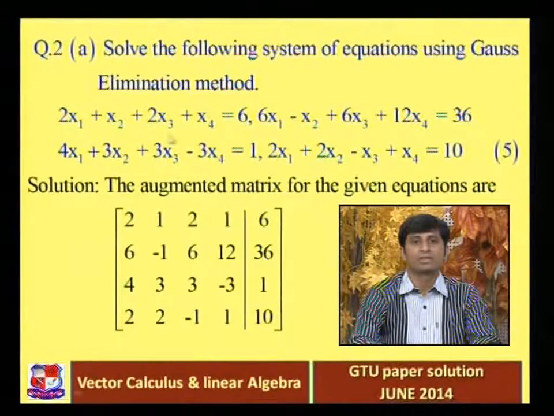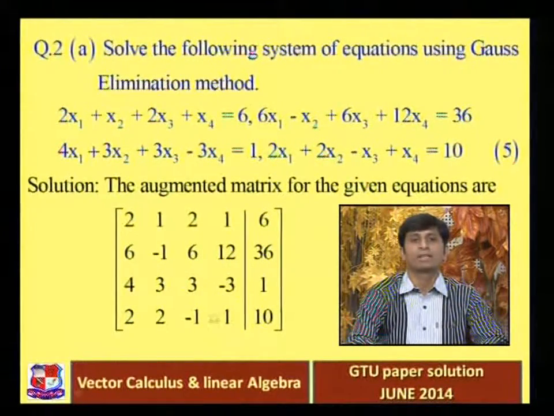Definitely we have to solve this question. To solve this linear system of equations we have to use the augmented matrix. So you can see the first row is coming from the first equation, the coefficients of x1, x2, x3, x4, 2, 1, 2, 1, right? And then the right hand side constants, that is 6. Similarly the second row becomes 6, minus 1, 6, 12, and then 36, then 4, 3, 3, minus 3, 1, and then 2, 2, minus 1, 1, 10.